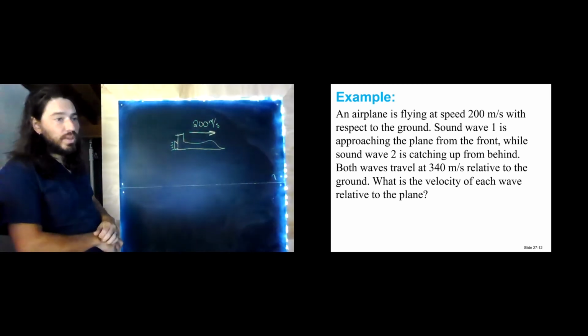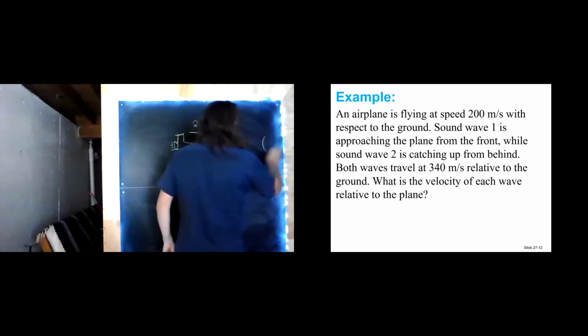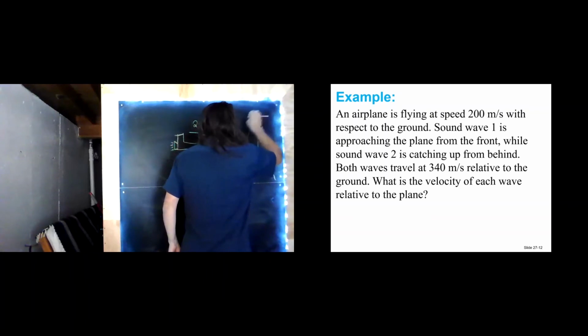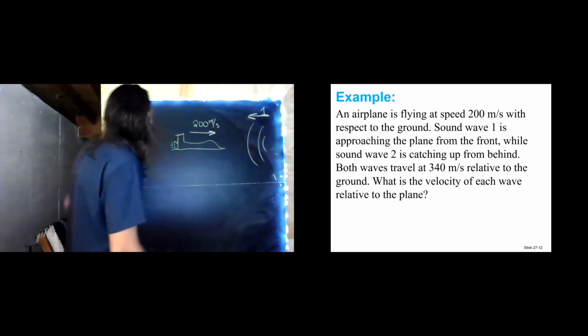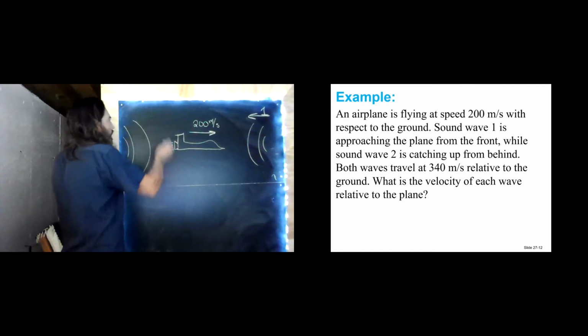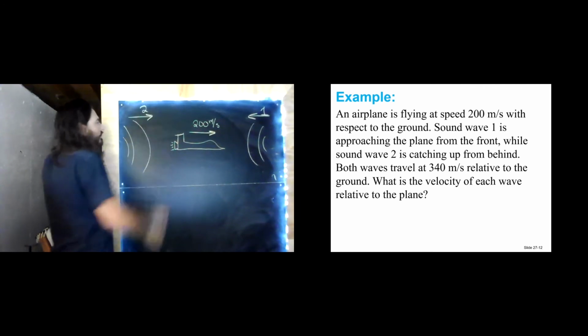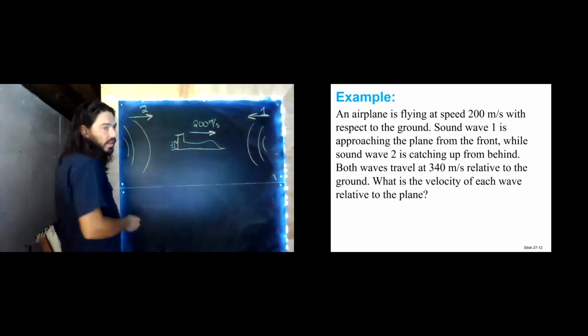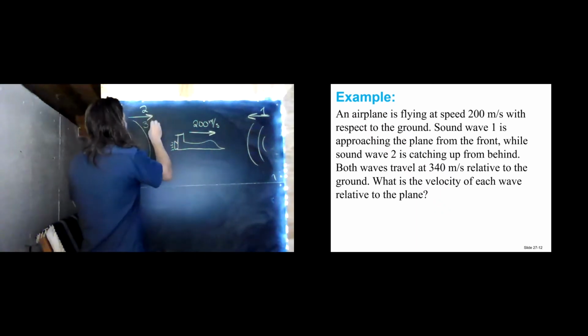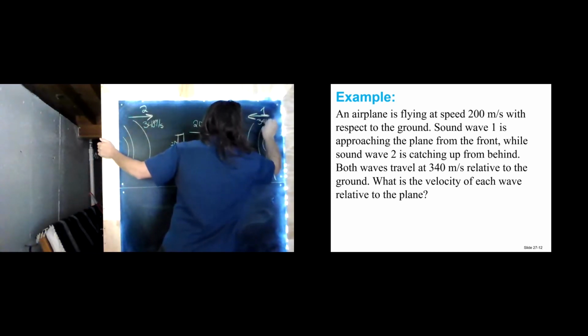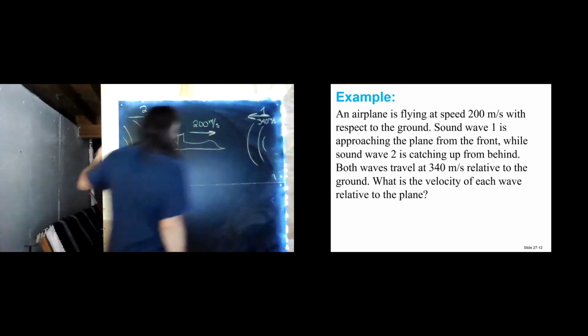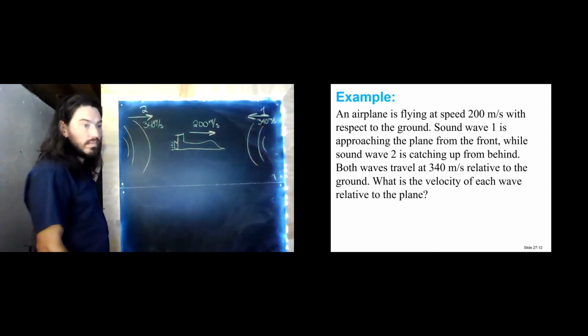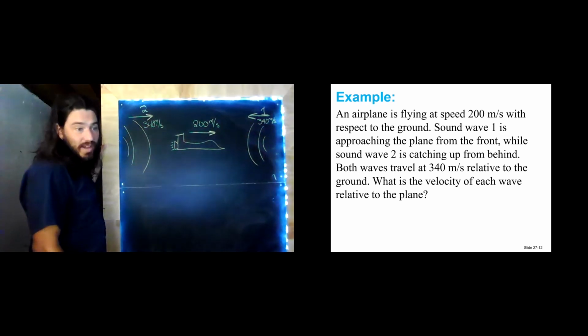Sound wave 1 is approaching the plane from the front. Sound wave 2 is approaching the plane from the back. Both waves travel at 340 meters per second relative to the ground. What is the velocity of each wave relative to the plane?